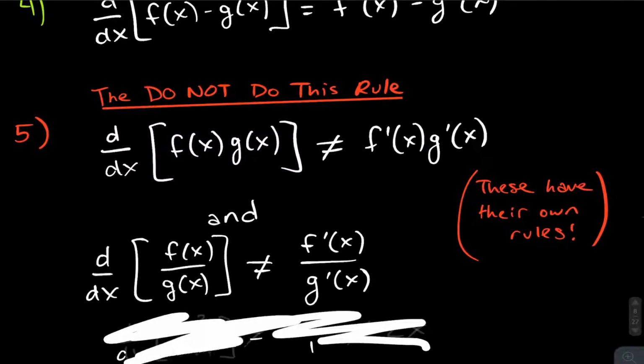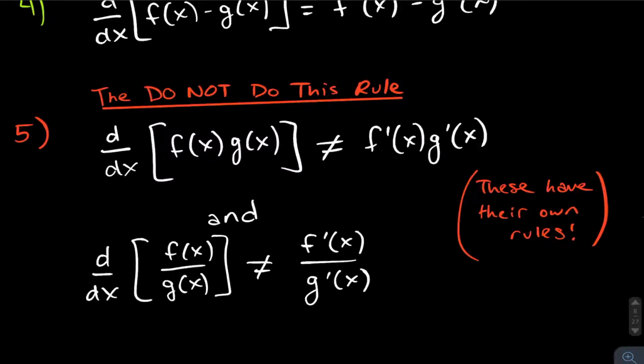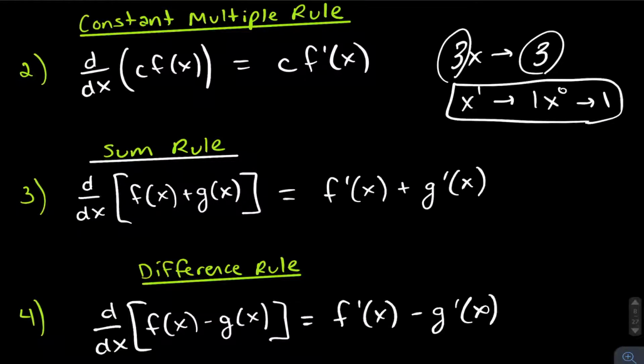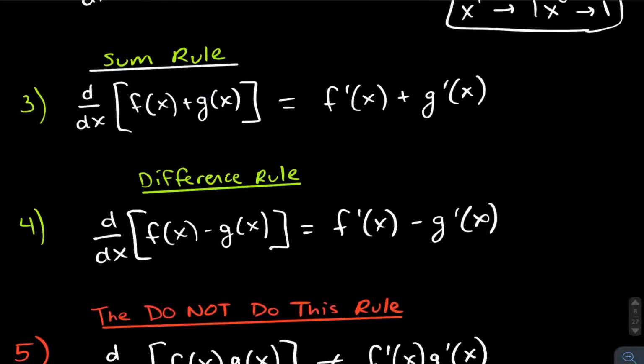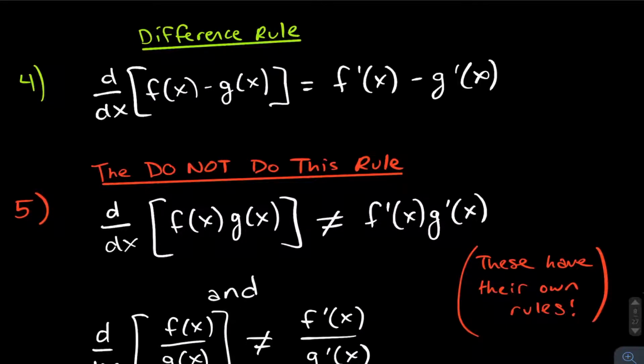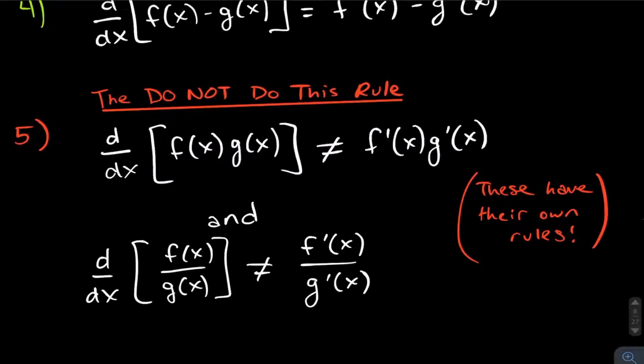Now that we've talked about all the properties, we talked about the constant rule: the derivative of a constant is 0. We talked about the constant multiple rule: if you have a coefficient out front of a function, you just leave it alone. The sum rule: you can add two functions together and take the derivative, and it's equivalent to taking the derivative of each function by itself and adding them. The difference rule is the same thing but with subtraction. And the do not do this rule: multiplication and division don't work.